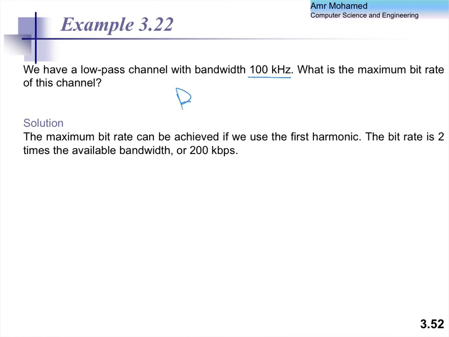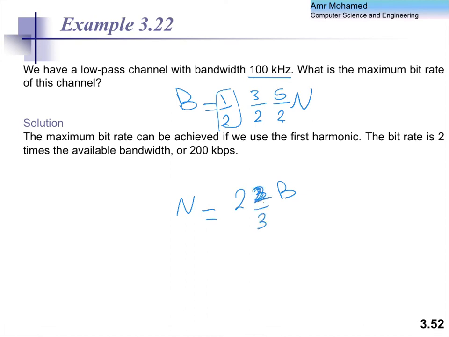Why? Because the bandwidth is proportional to the bit rate, right? So for one single harmonic we have 1/2, or we have 3/2, or we have 5/2, which means that n is the bandwidth multiplied by 2, or multiplied by 2/3, right? Or multiplied by 2/5. So which one gives me the maximum? The 2. Which makes sense because this is the roughest approximation.